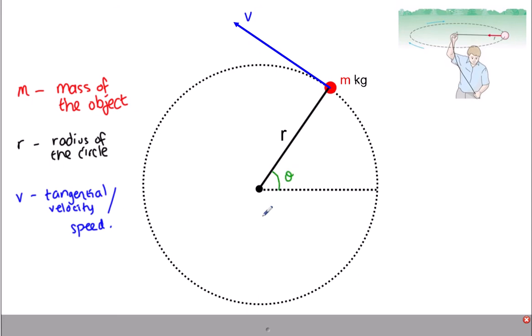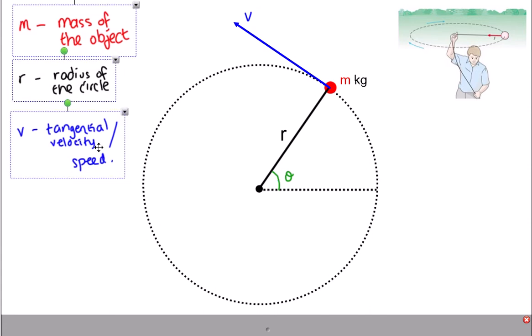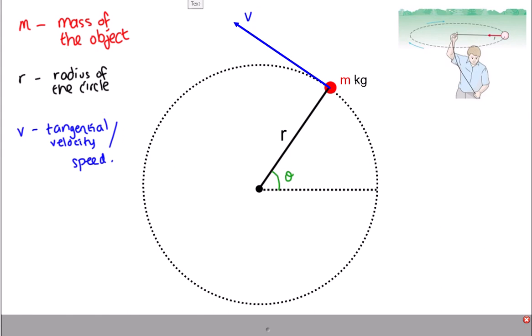Okay, so normally we measure angles in degrees, but in this topic we don't use degrees for the angle. We've got a different system of measuring angles called radians, which you'll come across in a lot more detail when you come to it in pure maths. But in radians, it's not that complicated really. In radians, one full turn is 2 pi. So 2 pi radians is equal to 360 degrees.